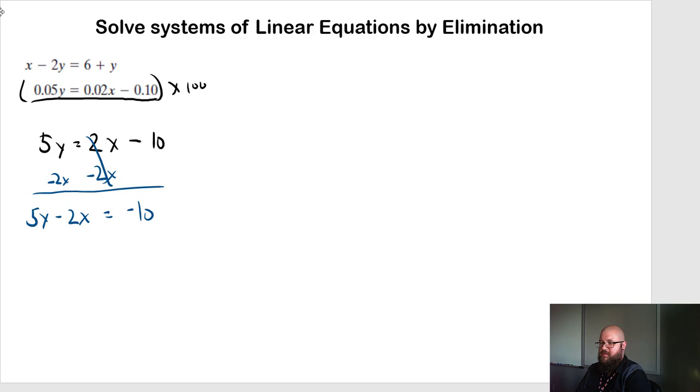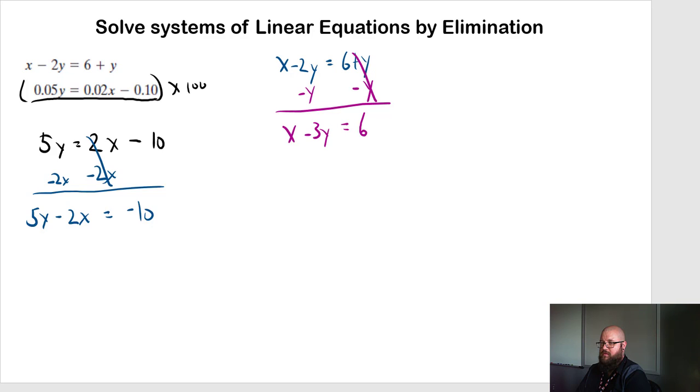Okay. Now I'm going to fix up this top equation. We have x minus 2y equals 6 plus y. Well, let's go ahead and make that y get over to the side. So to do that, I want to subtract y from both sides. With x, you have negative 2y minus 1y, so it gives you minus 3y. That equals 6, because these y's will go away. Okay? So now we have these two equations.